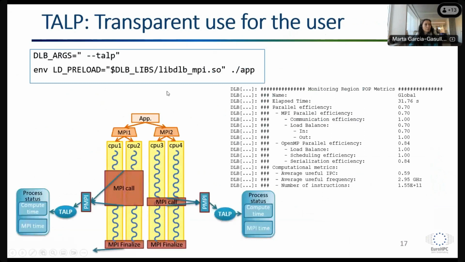This is for the very transparent and straightforward use. You will do an LD_PRELOAD of the TALP library. We will intercept the different calls during the execution and gather all the information. And at the end, you will get an outcome like this one, a text output that tells you the different efficiencies. In this case, we have a global region. If you annotate different regions, you will get several reports like this one for each region.